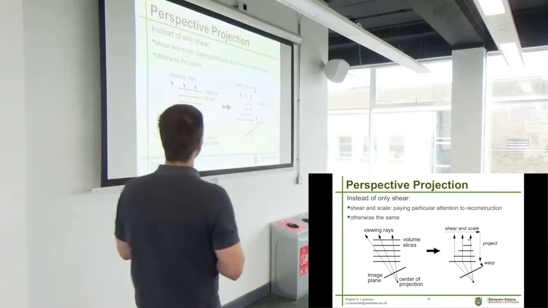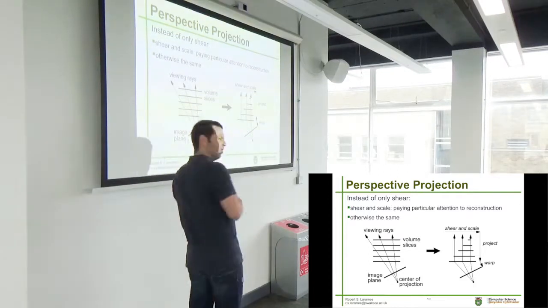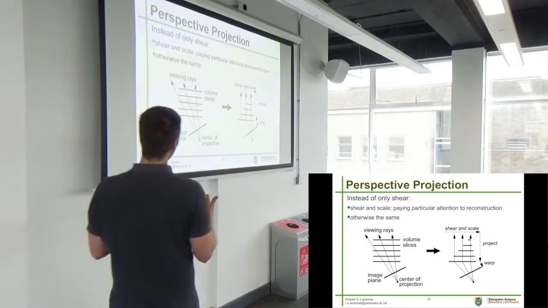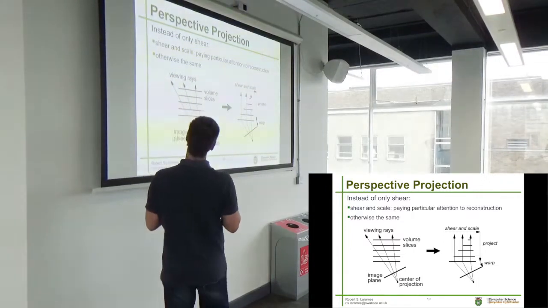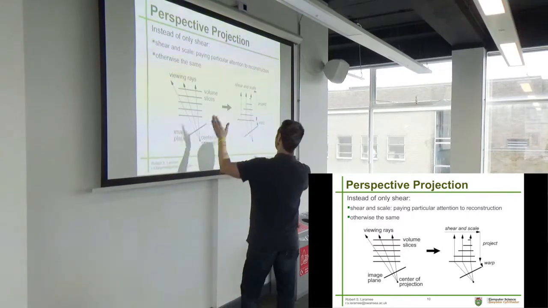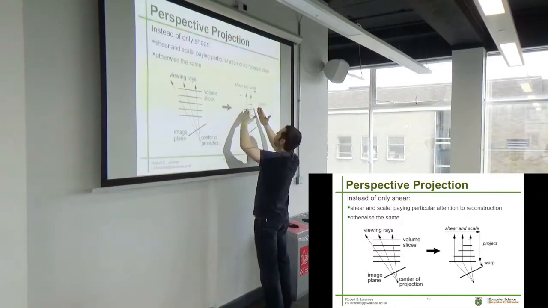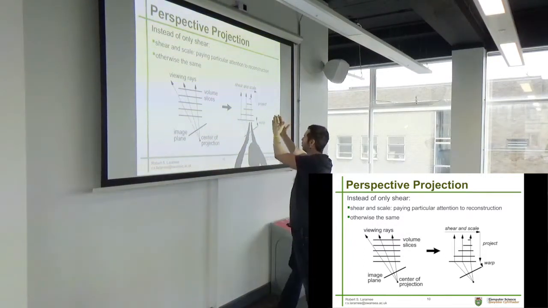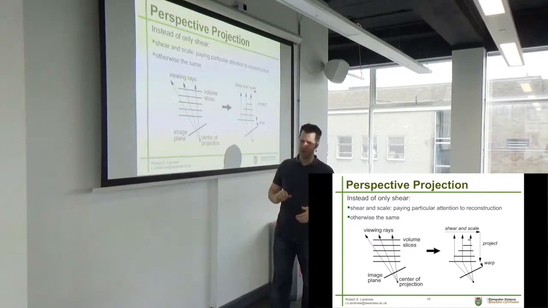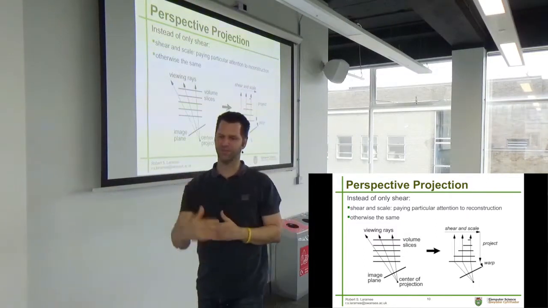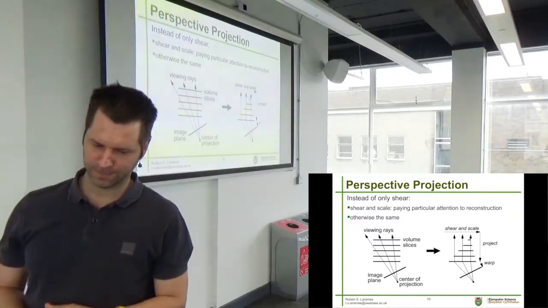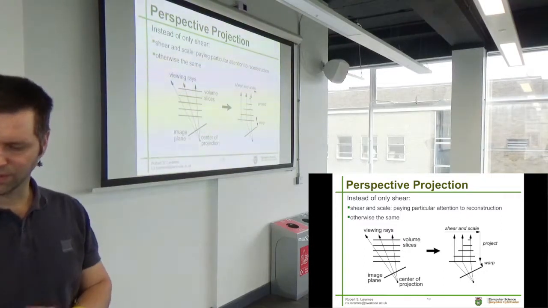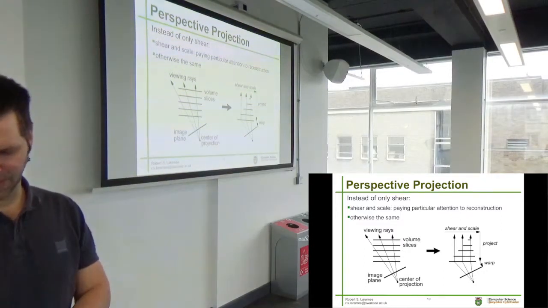So back to the Shear Warp algorithm. It's possible to incorporate perspective projection by doing the shear and a scale of the slices. So the slices are sheared and then they're scaled, so they're shrunk. They're getting closer together as you go further and further away from the viewpoint. It's a part of the original algorithm, and it's a good thing to know.